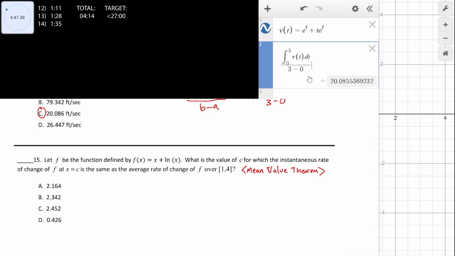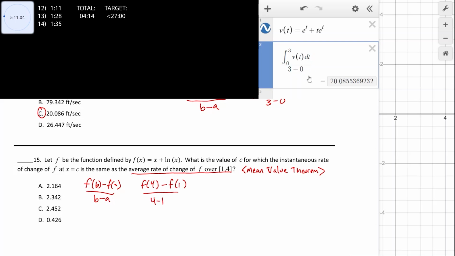So first we're going to find the average rate of change, because that's something we can calculate. The average rate of change is going to be calculated differently than the average value. It's f of b minus f of a over b minus a. It's just your classic slope formula. So in this case, it would be f of 4 minus f of 1 over 4 minus 1.